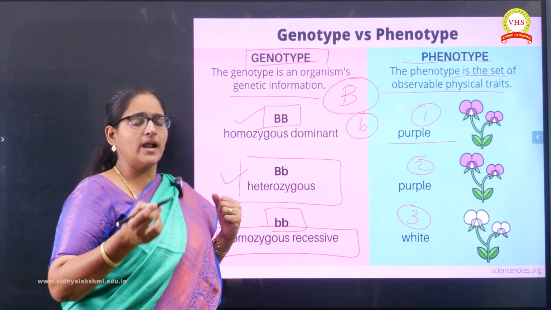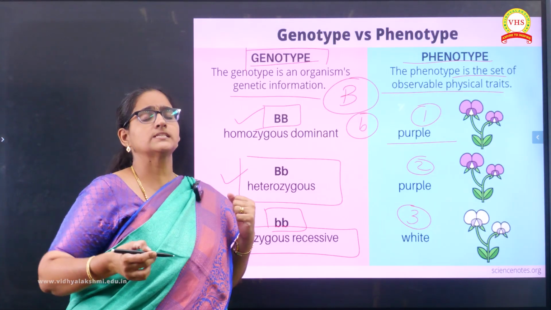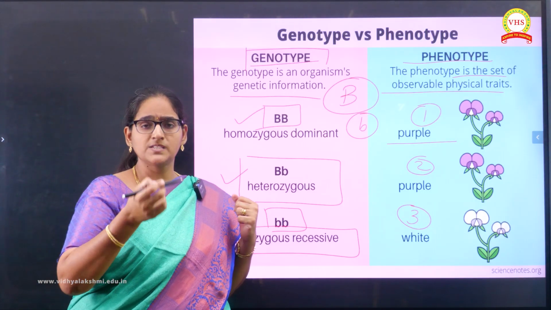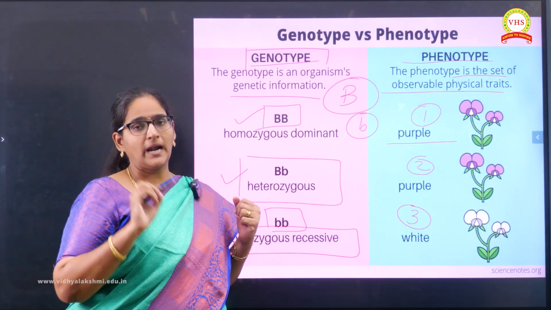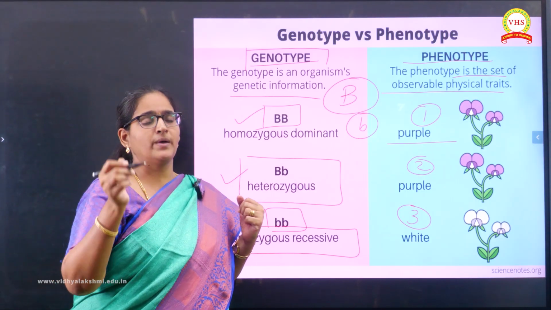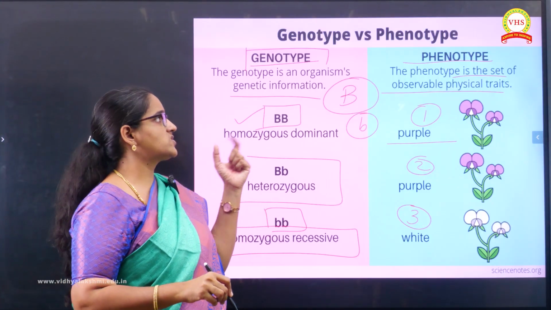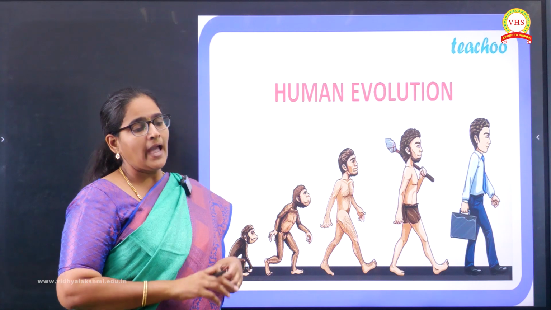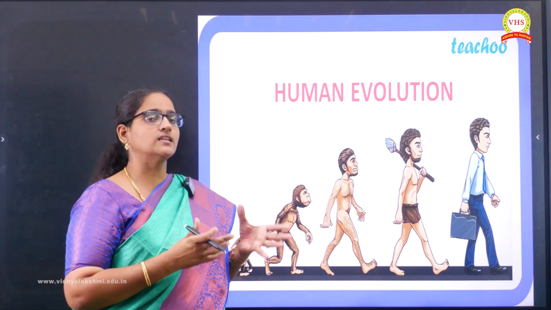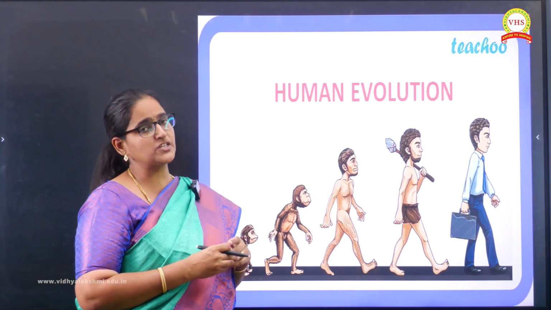On looking at the flower or the organism, if you are able to observe any character, it is called the phenotype. But only when the genetic information is given can you extract the information about the genotype of an organism. And all this variation has led to the evolution of the species.